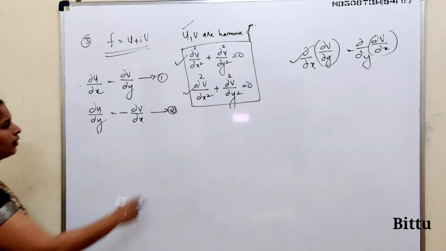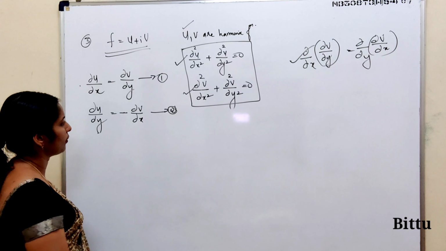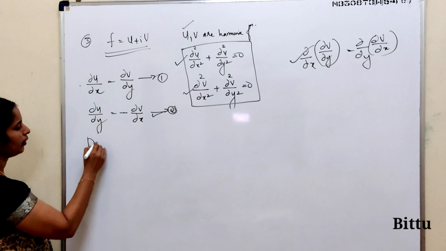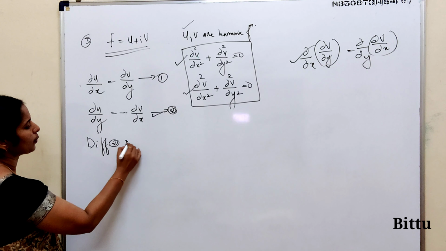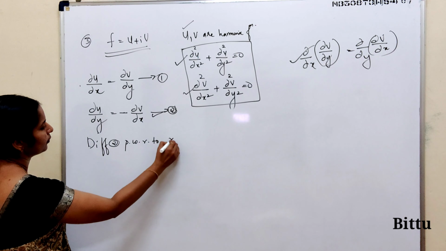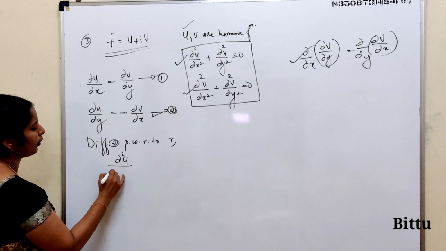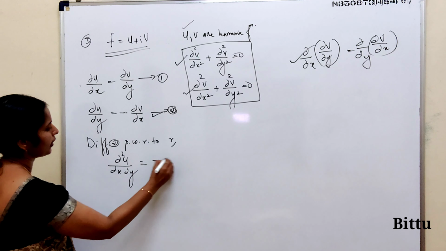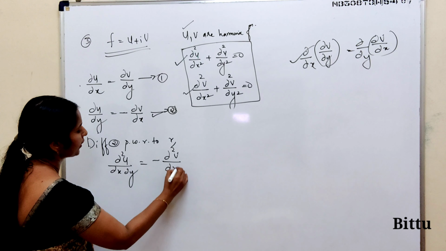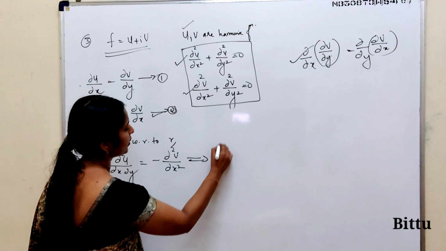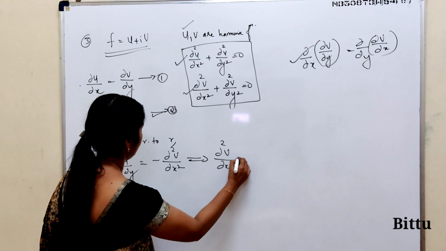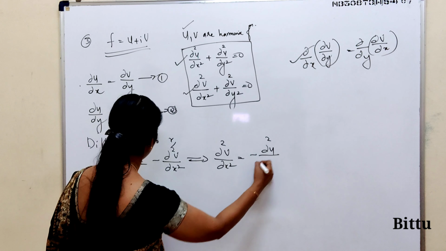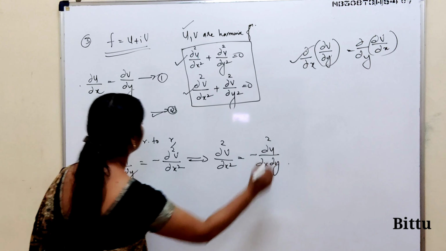So we have to find ∂²v/∂x². For that, you differentiate 2 partially with respect to x. That is, ∂²u/∂x∂y is minus ∂²v/∂x², which implies what is ∂²v/∂x²? It is minus ∂²u/∂x∂y.